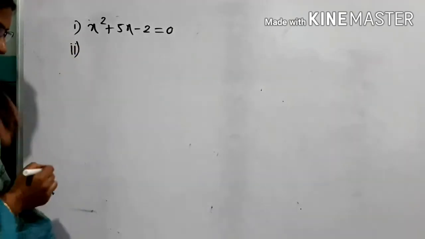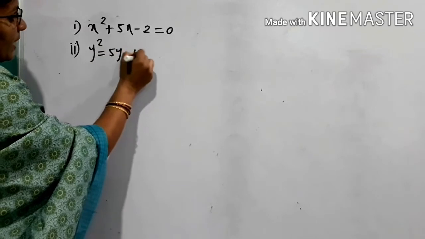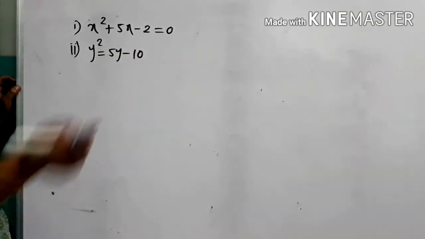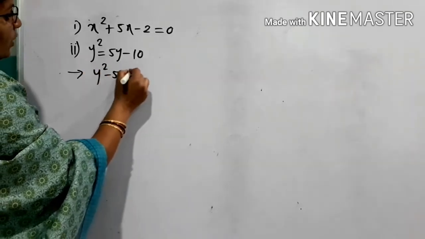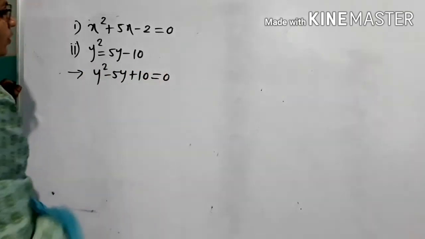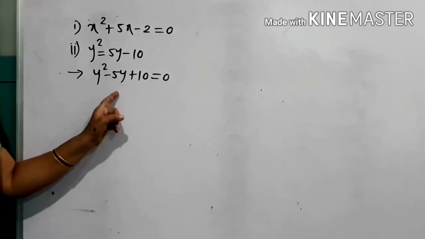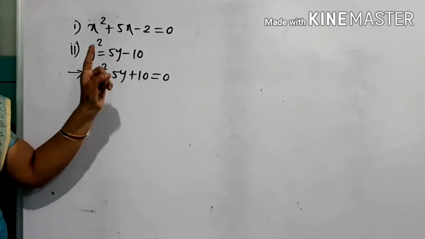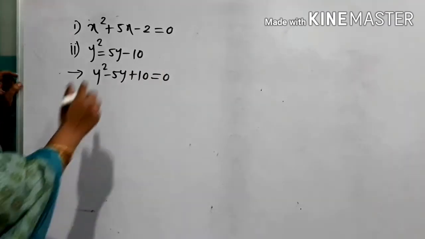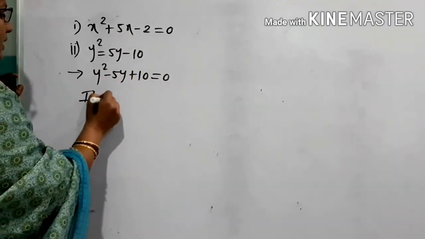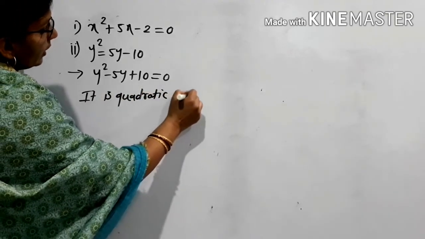Second example is given, y square equal to 5y minus 10. It can be written in the general form as y square minus 5y plus 10 equal to 0. It is given in variable y and its maximum index is 2. Therefore, it is also a quadratic equation.